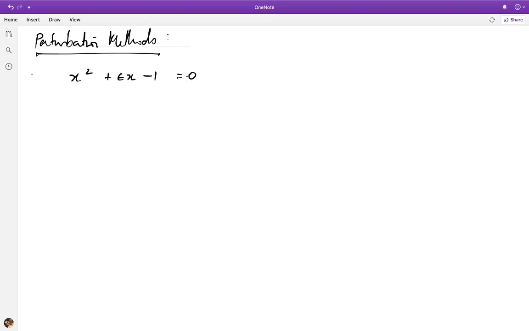Now of course you know the solution to this equation, right? The exact solution is the well-known quadratic formula which you would have studied in school. So this gives us the two exact solutions to this quadratic equation, where epsilon now is a parameter, and it's a small parameter. Basically, epsilon here is the same as I showed you in my earlier example.